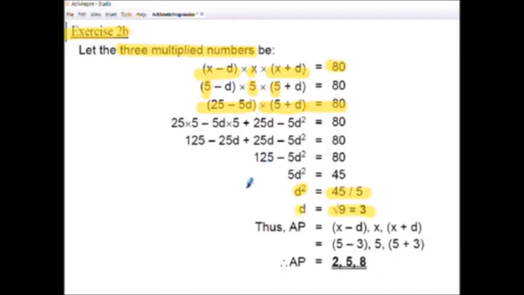So in other words, my AP series would be x minus d, x, x plus d. So in this case, x is 5, take away the d, which is now 3, so that will give me 2. 5 is the x in the middle term there, and then x plus d, that would be 5 plus 3. That would give me the 8. So my numbers in my series using the positive value of d would give me 2, 5 and 8.